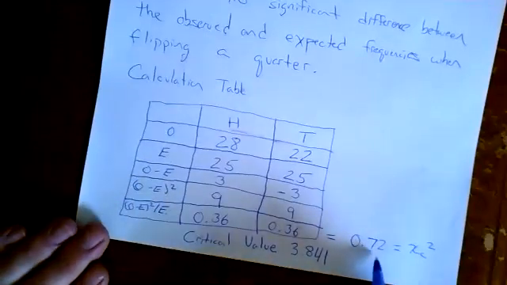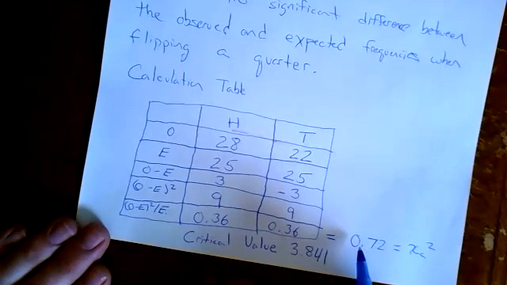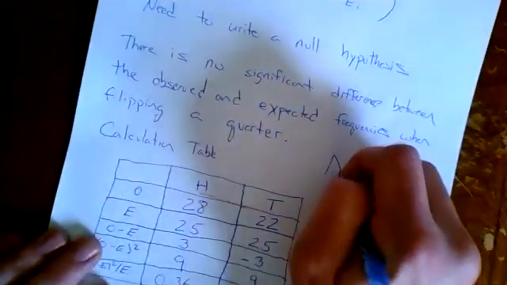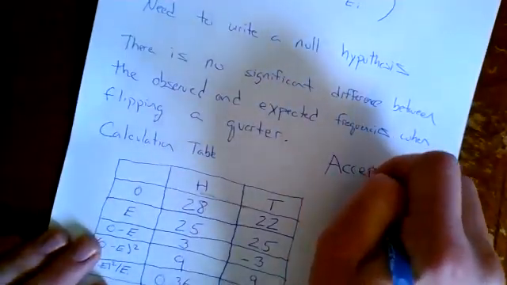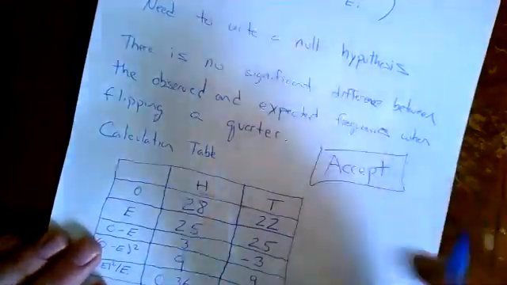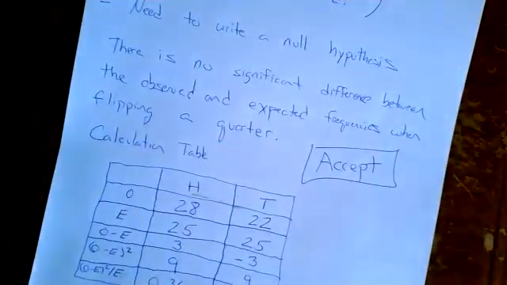So in this case, we are well below our critical value. We're 0.72, well below 3.841. So just like in the video, we're going to accept this null hypothesis. That, yeah, this quarter is just like it should be. Those observed results are close enough, statistically speaking, to what we expected.